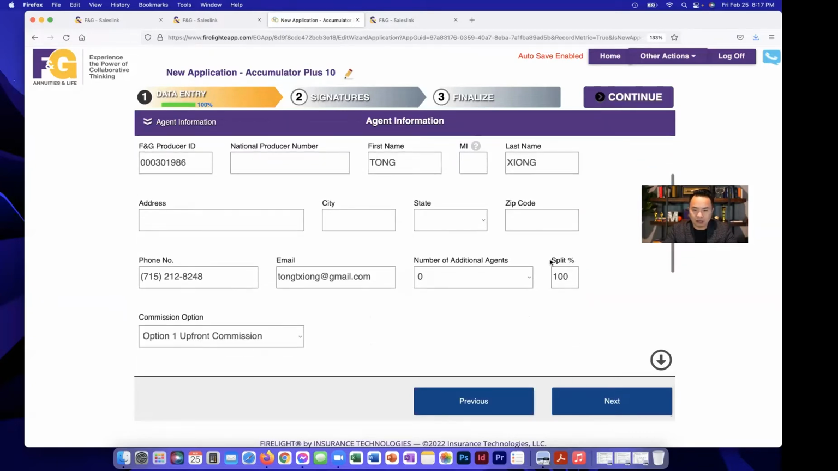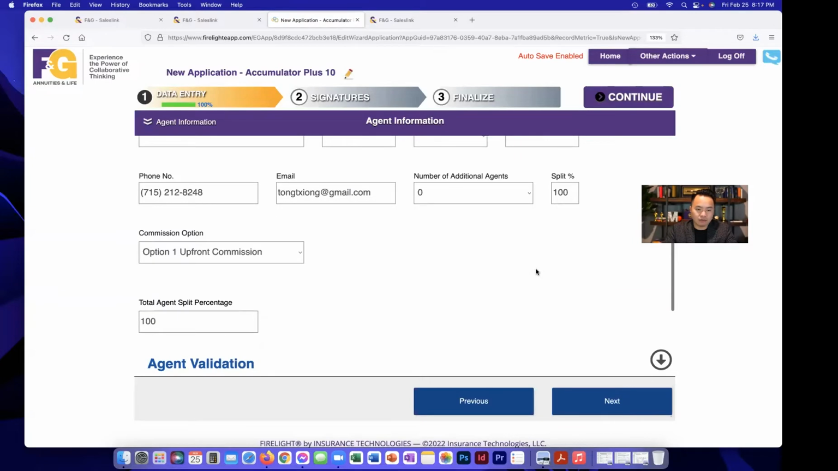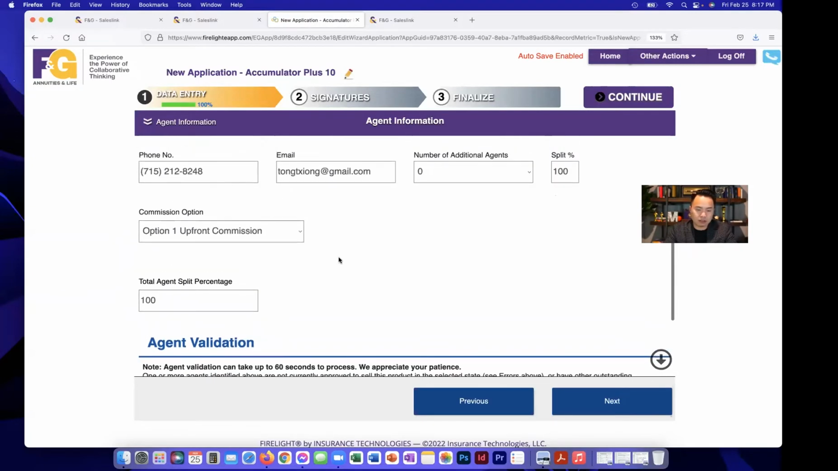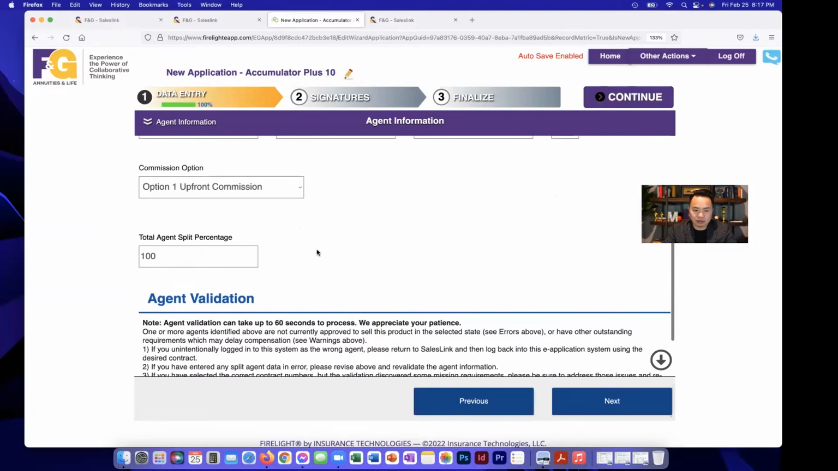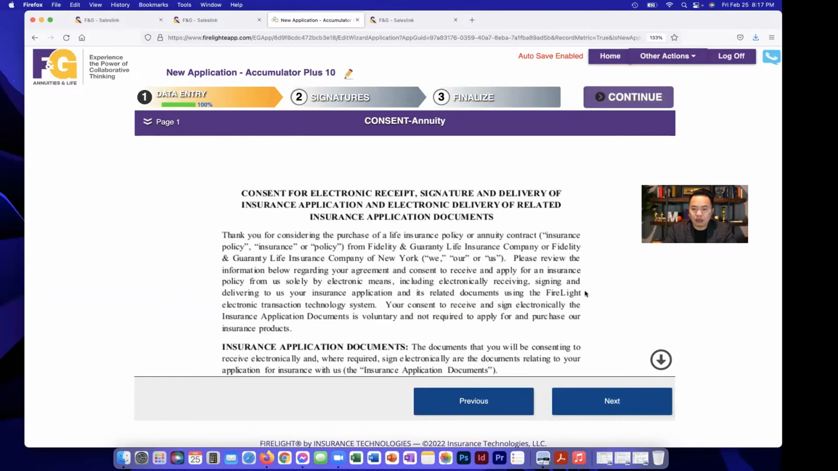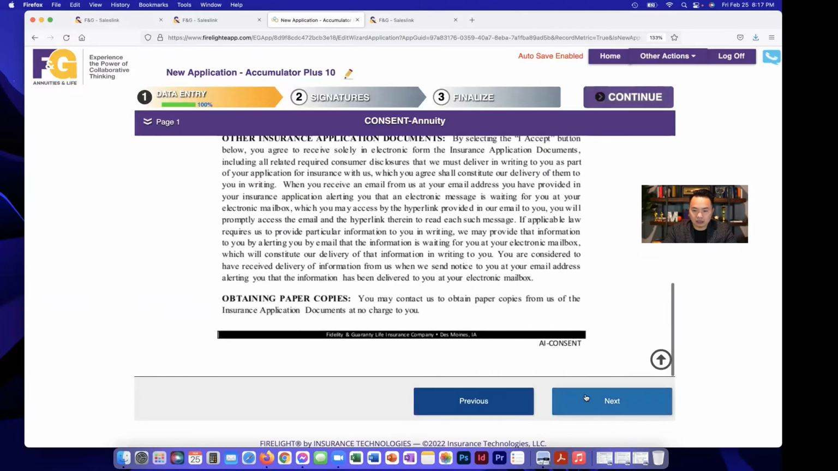And then again, do you split information here? If you split, then you have to put the other person's information. Upfront commission. Okay, you don't want to do trail. And then 100% client validation. And once you validate here, you go next. And again, there's nothing here. So next.